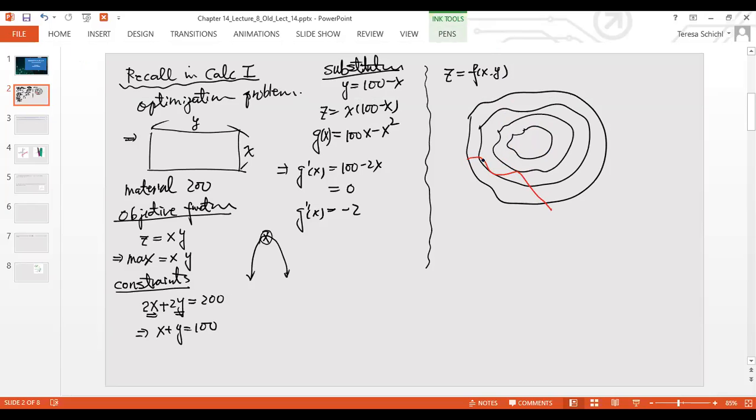But if these red ones here are the park's trail, telling you this is the trail you have to follow, then your highest reachable point really is where the trail touches your contour plot, right? So here, this is the highest point you can reach.